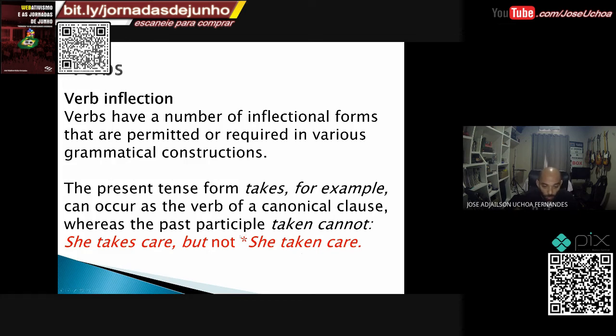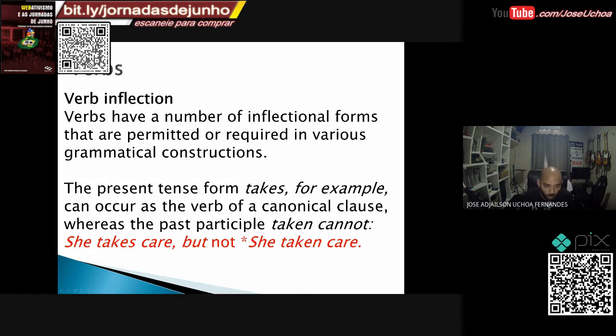Okay, every time you want to classify a piece of language as what we normally call wrong in morphosyntax, in syntax, we normally call it ungrammatical. "She taken care" is ungrammatical. Okay, it's a misuse of a verb inflection. This seems to be obvious, but just to show you the way to represent ungrammatical structures.